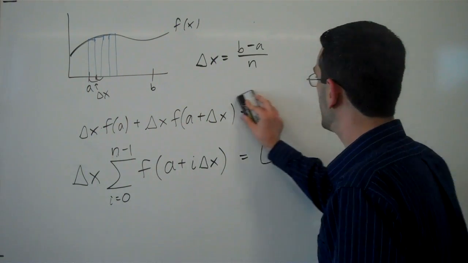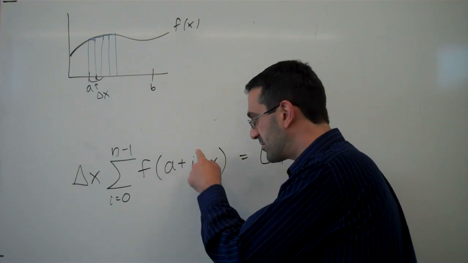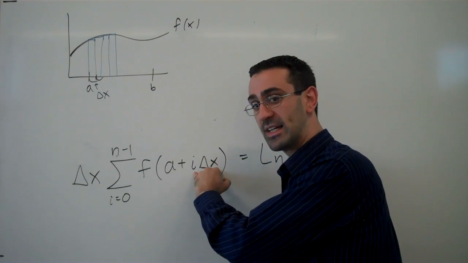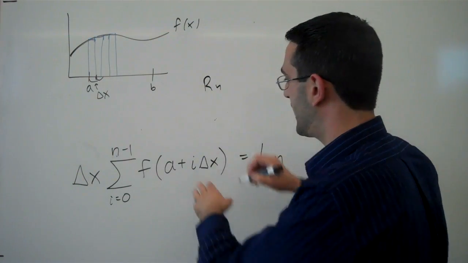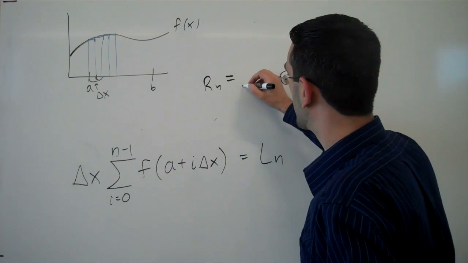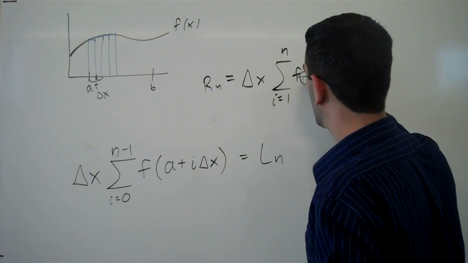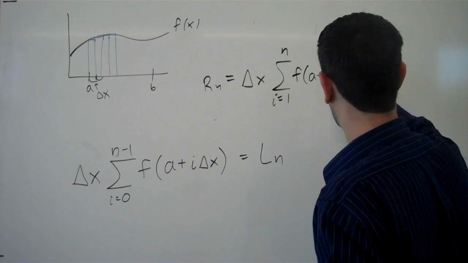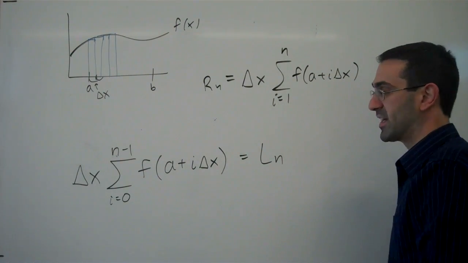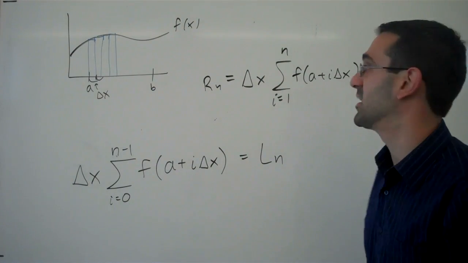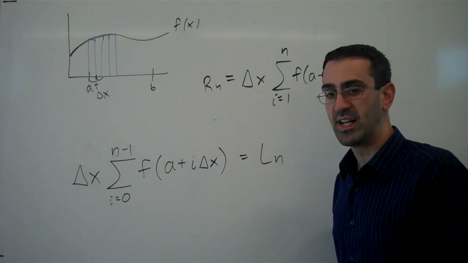Now, similarly, if we used the right endpoint approximation, what would be different? Well, instead of my first value being a plus no delta x's, I'd be evaluating the function first on the right side, which would be a plus 1 delta x. So the right endpoint approximation would be delta x times the sum from 1 to n of f of a plus i delta x. So notice this part doesn't change, just we're starting at 1 delta x over and ending up at n delta x over, which is the same thing as b. Okay, so there's the summation notation form of the left and right endpoint approximations.